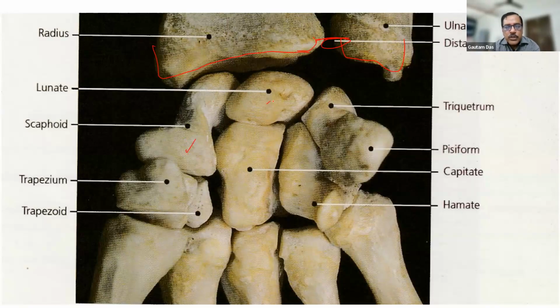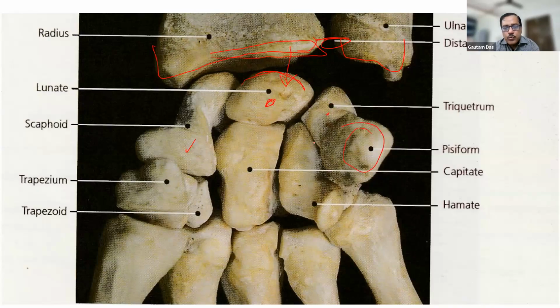Then is the lunate. To remember the lunate: when we take the probe like this and slide it this way, the first bone that appears is your lunate, and the lunate is superficial. We see it on the palmar side as well as the dorsal side, and it is the most prominent part of the bone. Then after lunate is triquetral, and the pisiform is sitting over here.